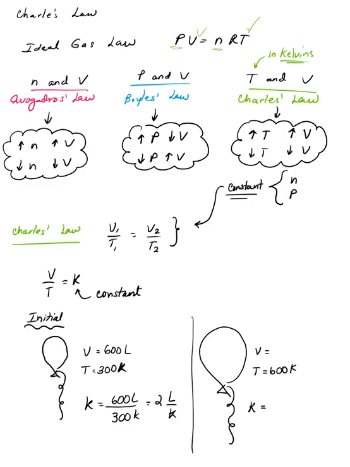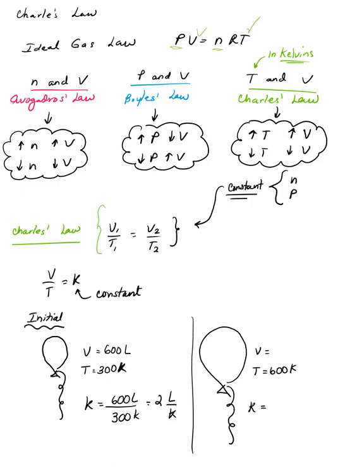So we have the equation here that compares two states of a gas sample. V is for volume, T is for temperature. So you have an initial state, V1 over T1, and then you have a final state, V2 over T2.